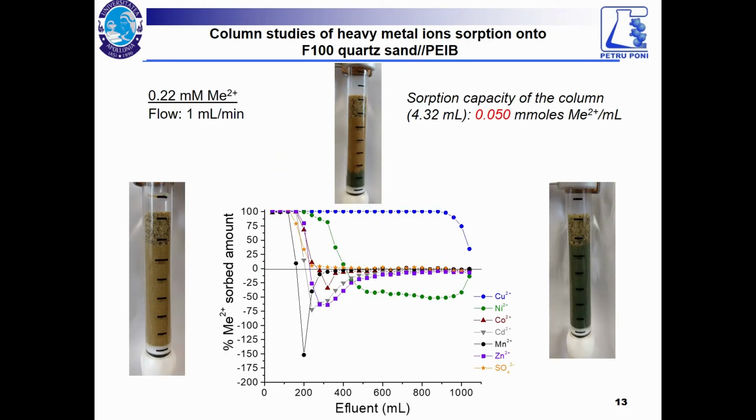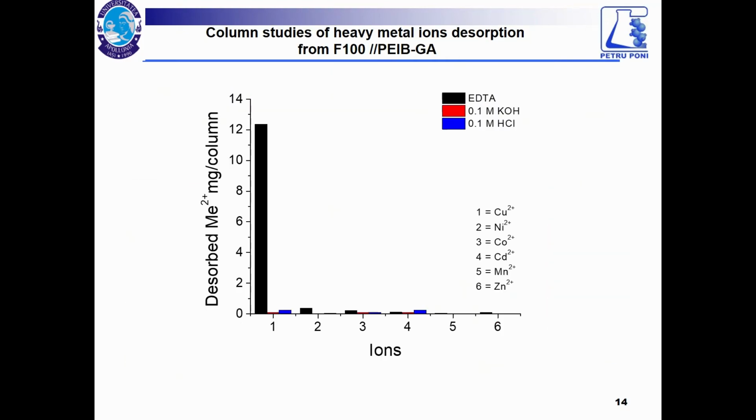Column studies of heavy metal ion sorption on F100 sand show 2 aspects. First, this type of sorbent can clean water by sorption of all 6 heavy metal ions in a non-competitive regime, and second, the sorbent can extract only copper ions by selective desorption of all 5 ions previously sorbed in the column. At the end, the exhausted column is loaded only by copper ions.